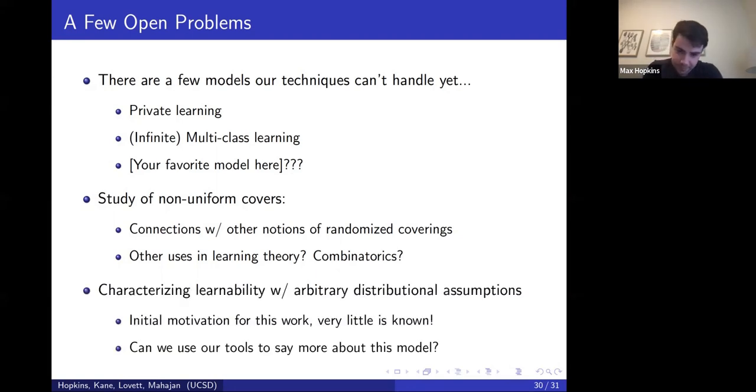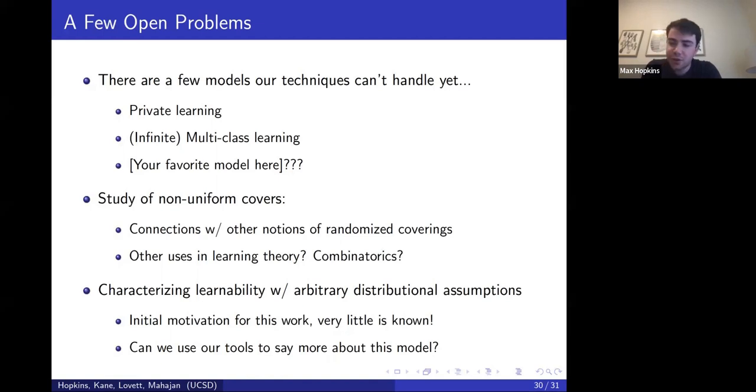And finally, I just wanted to reiterate that the initial motivation for this project was studying learnability with arbitrary distributional assumptions and trying to figure out what we could say about the model, despite the fact that all of the tools we knew about, sample compression, uniform convergence, et cetera, fail. And we succeeded in saying something non-trivial, right? We got these connections between agnostic and realizable learnability. We learned about these non-uniform covers and their connection with learning with arbitrary distributions.